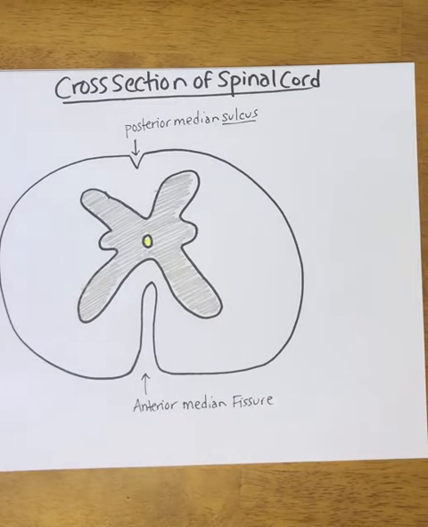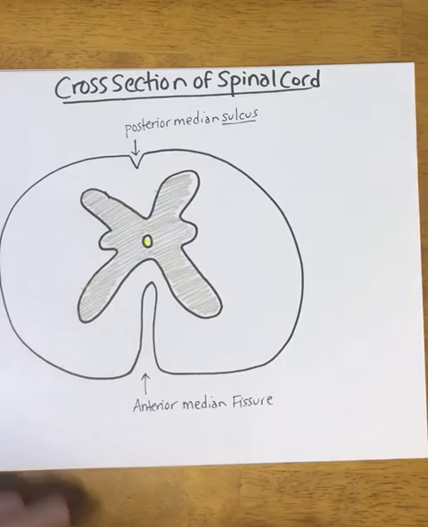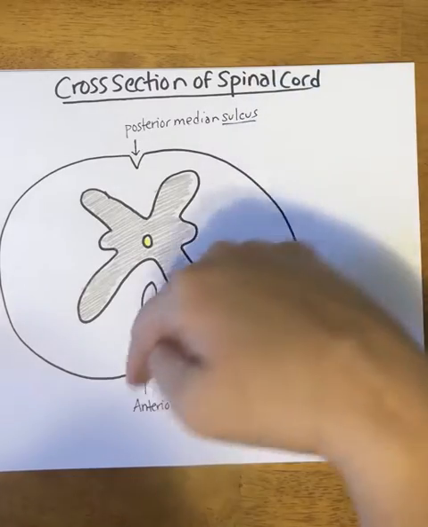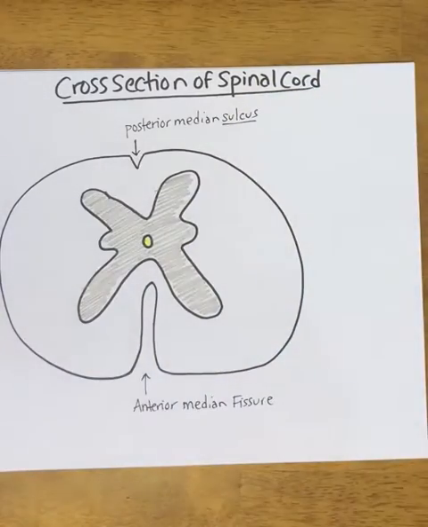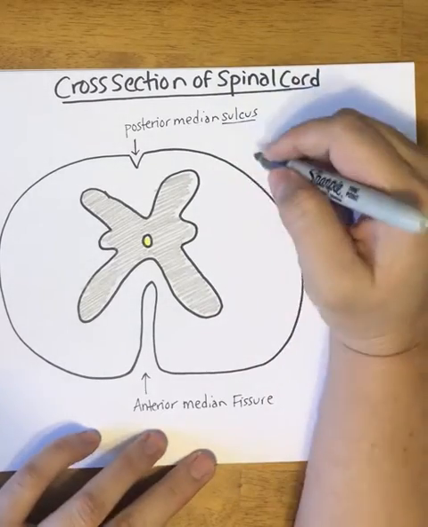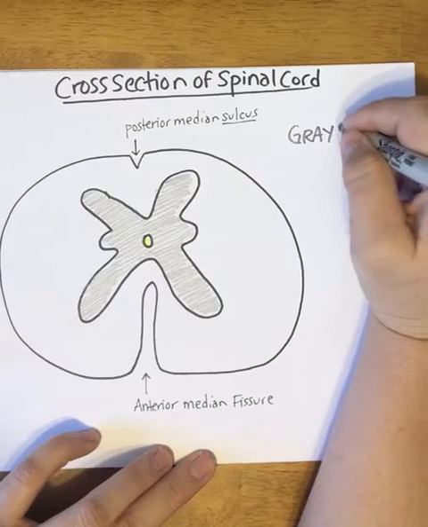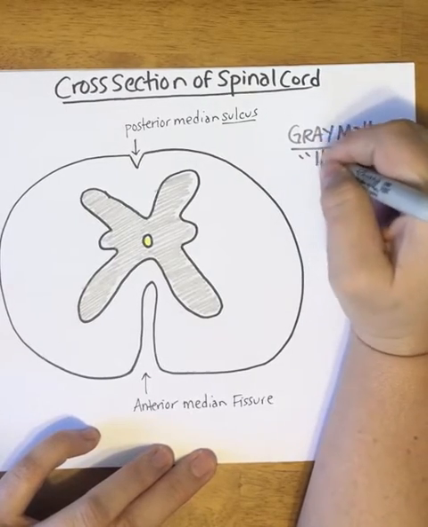When discussing gray matter, the gray matter is the butterfly. We know that it is neurons. We are going to call these horns. So if you know this is the posterior median sulcus and this is the anterior median fissure, then basically you can label your horns. So gray matter is going to be called horns.